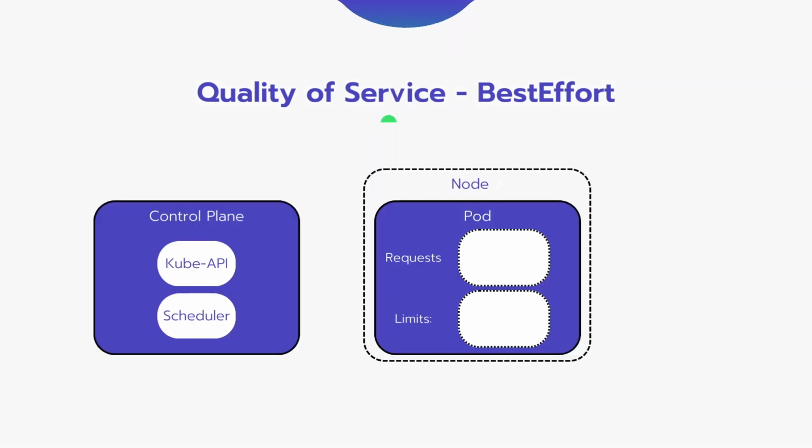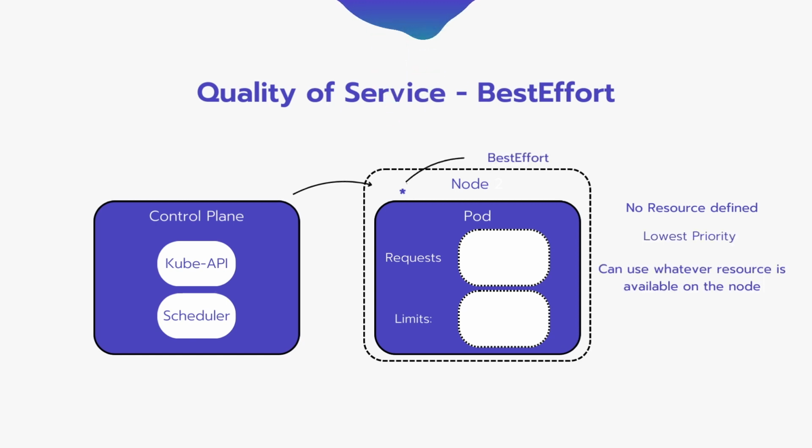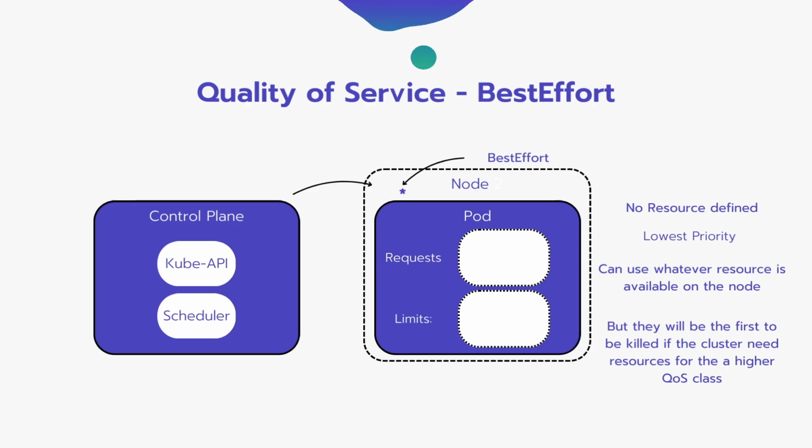The last one is best effort and is easy to understand. If a pod does not specify any requests or limits, it is considered to be best effort, which is the lowest priority. Pods are allowed to use whatever CPU and memory is available on the node, but it would be the first to be killed when the cluster needs to make room for higher QoS pods.